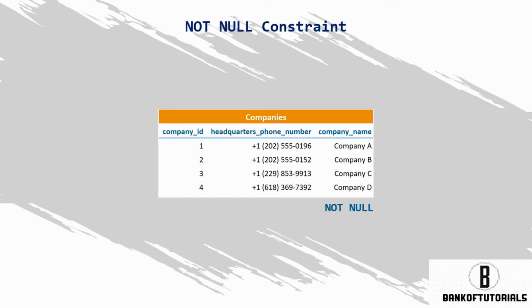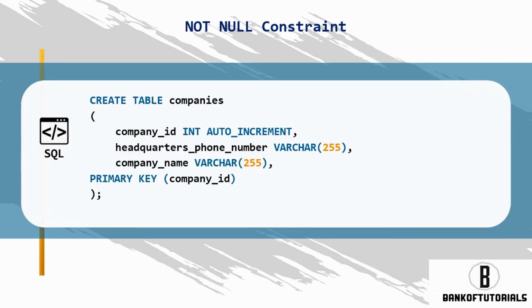Okay, let's deal with the syntax for creating the companies table. The company ID column is the primary key. Each company ID is associated with a company name and a headquarters phone number. It is fine if a phone number is not provided. The information not to be omitted here is company name.